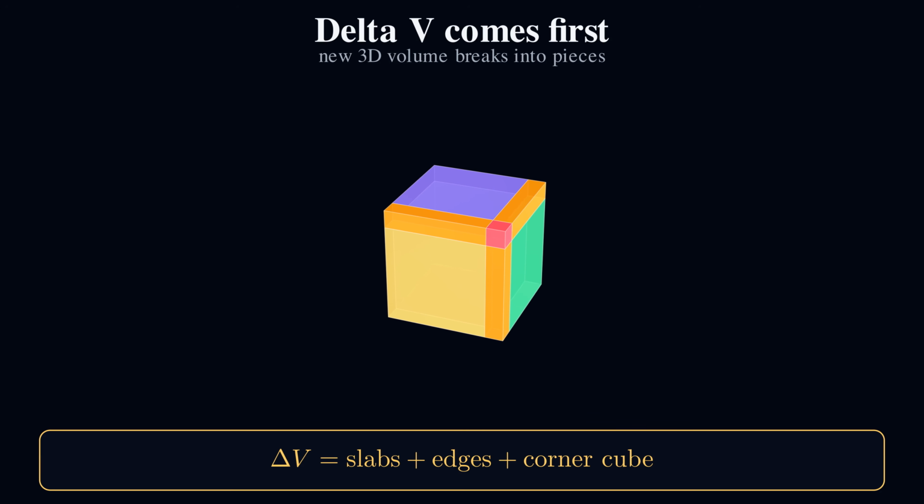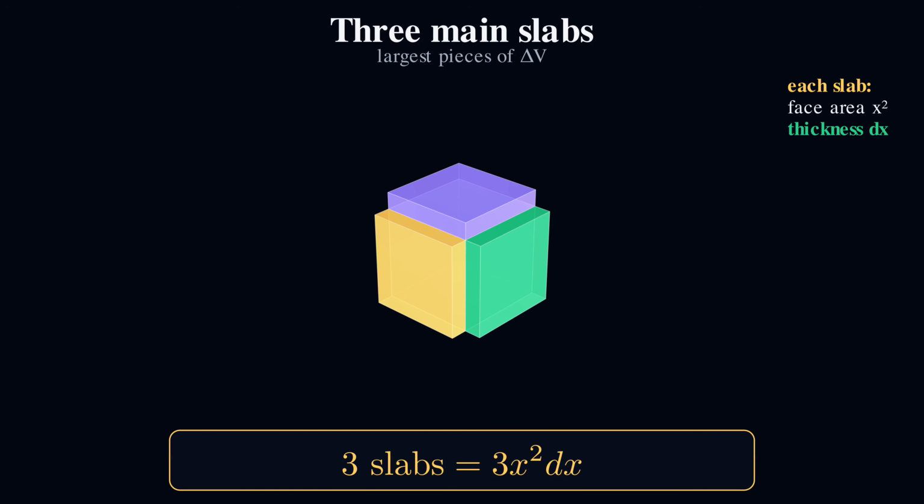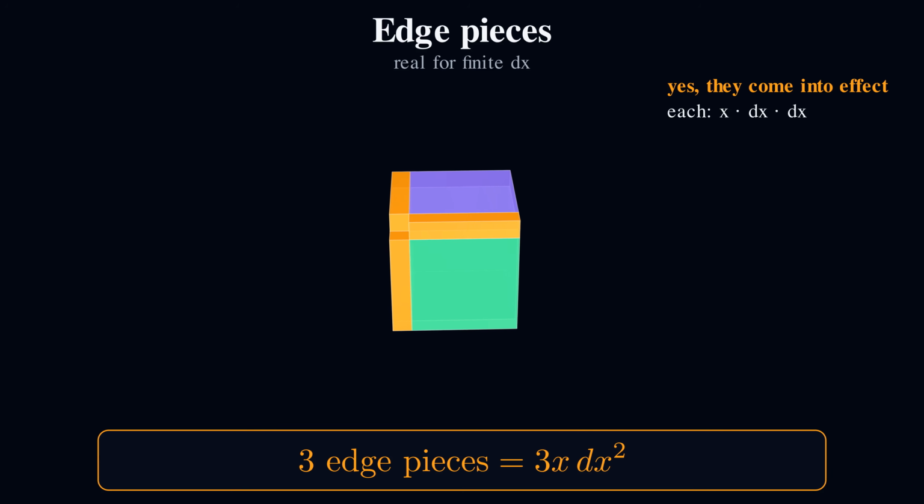The largest parts of delta V are 3 slabs. Each slab has face area x squared and thickness dx. Together, the 3 slabs contribute 3x squared dx. After the slabs, 3 edge pieces are still present. These are real for any finite dx. Each has dimensions x, dx, and dx, so each has volume x dx squared. Together they give 3x dx squared.